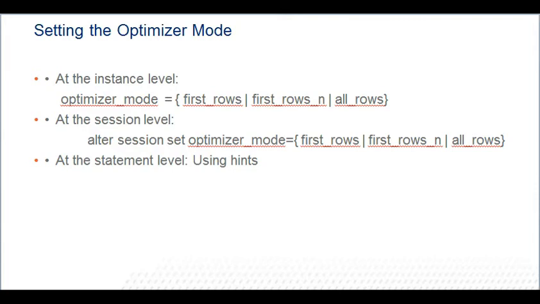If we want to set this at the instance level, then we have to specify the parameter optimizer_mode in the parameter file. At the session level, we can do this by using the alter session command. If we want only a particular SQL query to use these optimizer modes, then in that query we will use hints.